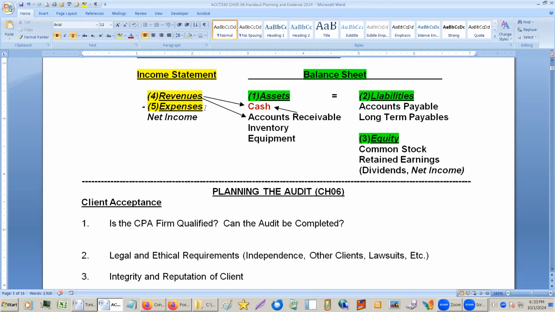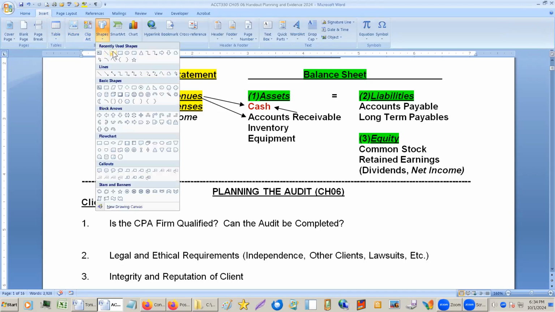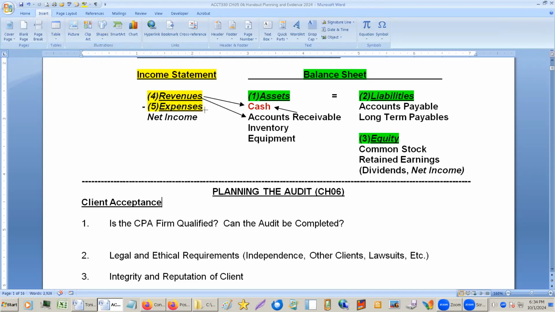Same thing with expenses. The expenses that are paid in cash are more likely, they're probably going to be paid with on account. I'm gonna take a long way around the barn here.